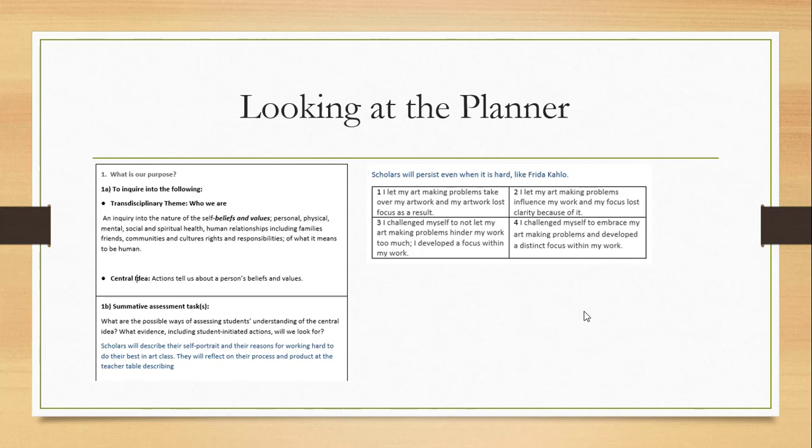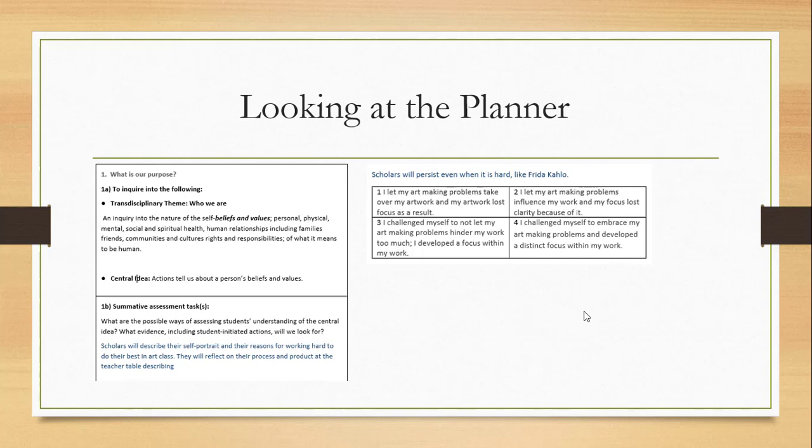The example that we are going to go through is a 1st grade unit that I would use with all of my 1st grade classes. As I reflected on my box 1B, the summative assessment, I came to the conclusion that the rubric that I included does not actually assess who we are or self-beliefs and values.